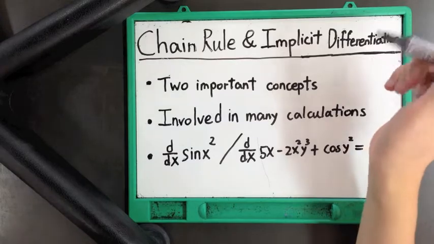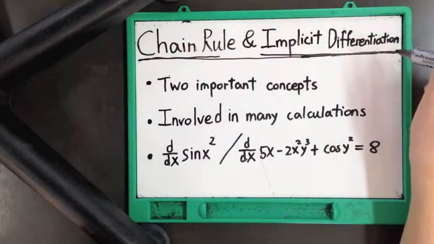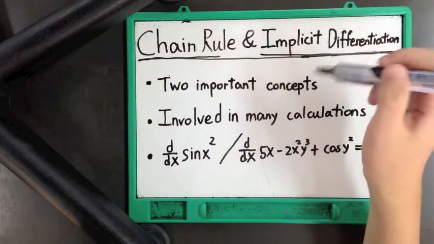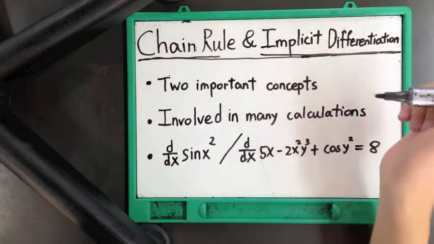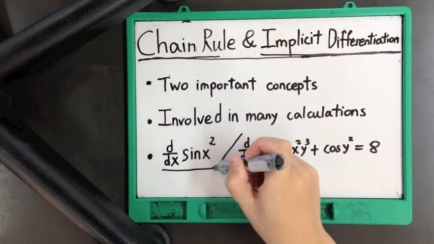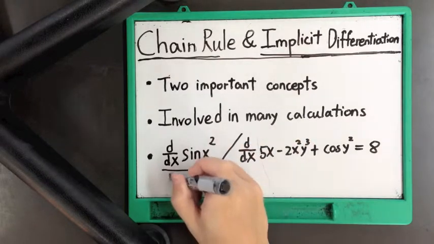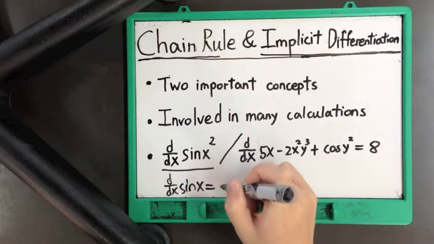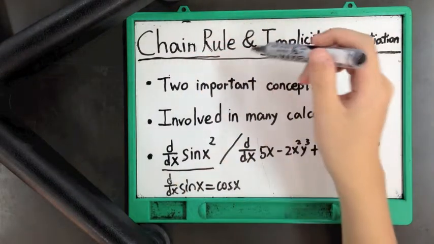So today we're going to talk about two important topics in AP Cal, which are chain rule and implicit differentiation. These are two important concepts because they are involved in many calculations, such as the integral or differential of complicated equations. An example of using chain rule is the differential of sine x squared. Since we only knew that the differential of sine x equals cosine x, we can use the rule to find the differential of sine x squared. So we need to use chain rule to solve it.